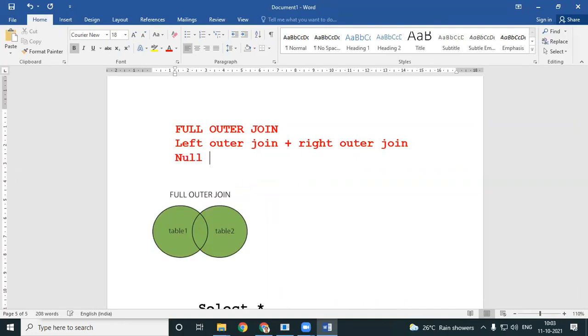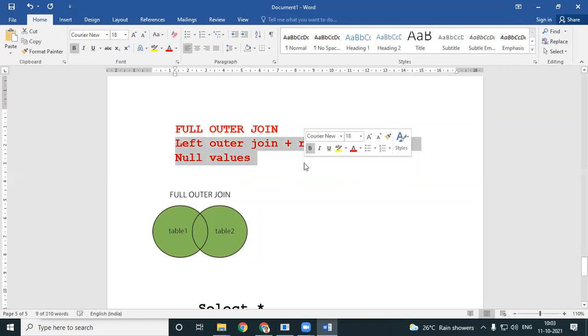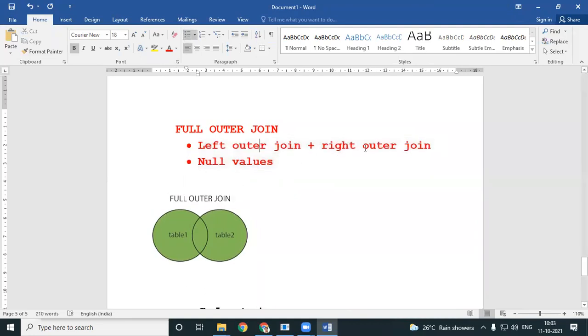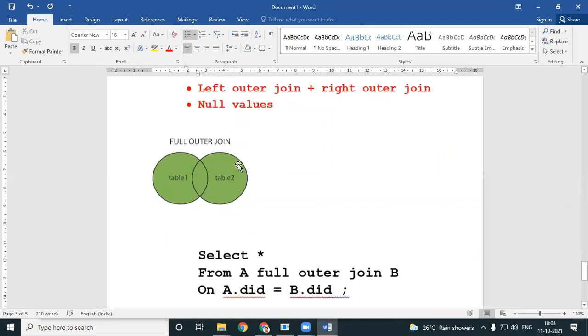It can take in null values. Your outer joins can always take in null values. Your left outer join, your right outer join, your full outer join, all of that can take in null values.